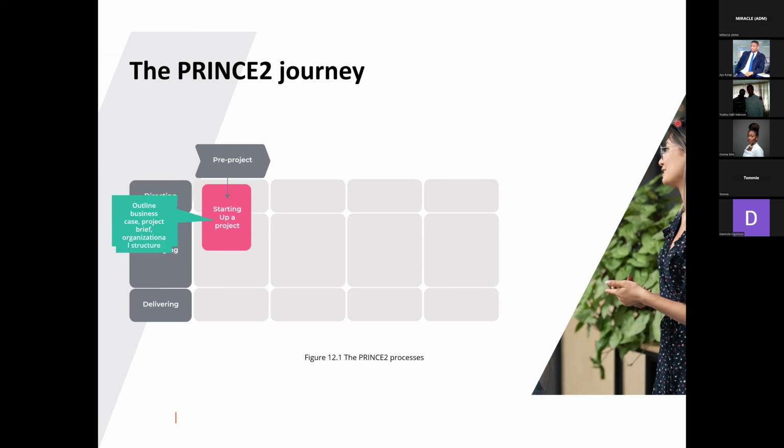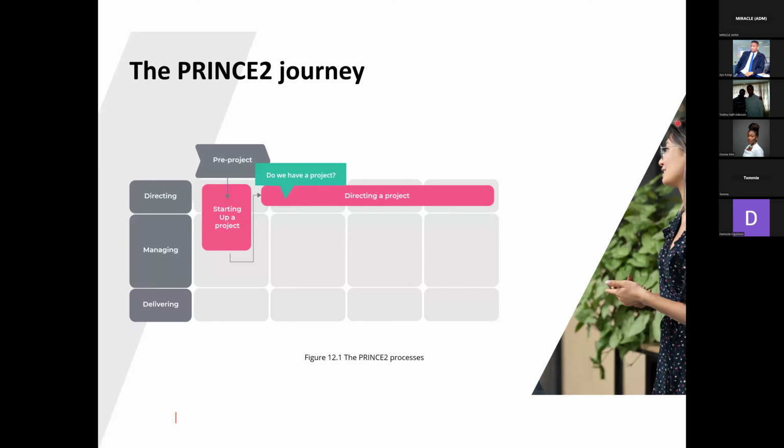So you can see when you're starting up a project, you've gotten your project mandate. You have to do a kind of outline business case. You write your project brief, and also you start organizing the structure of what you want to use on the project. Okay, that's when you're starting up a project. Then from there, you now start directing the project, that is at the top level. Because don't forget, one of the principles we spoke about is manage by stages. I understand it's getting confusing. Don't worry, when we pick up a project next week, we'll start simulating things and start working through how it is from start to finish.